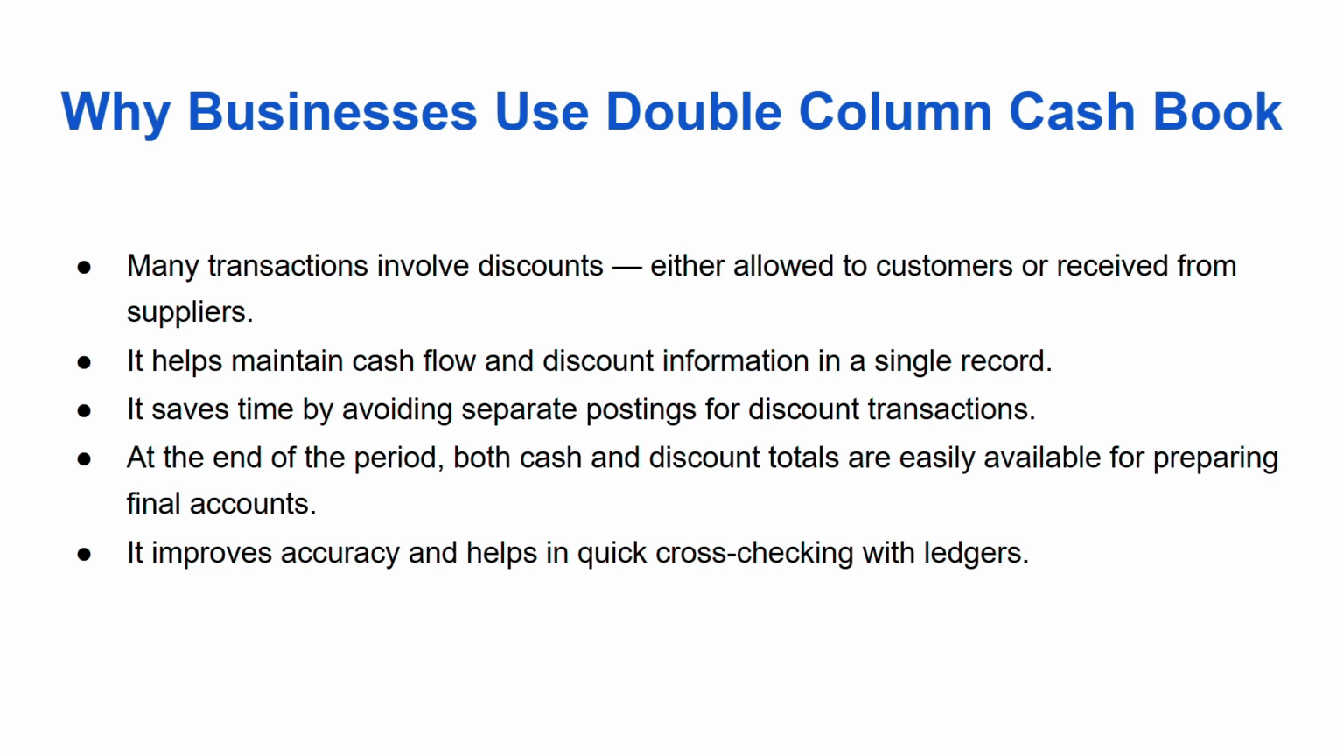It improves accuracy and helps in quick cross-checking with ledgers. Because both cash and discount are recorded together at the time of transaction, the chances of missing or forgetting to post any amount are very low. It also becomes easy to cross-check with ledgers. The cash amount goes to the cash or bank ledger. The discount totals are posted at the end of the period. This ensures proper matching of accounts and helps detect errors early, saving time during audits or account reviews.